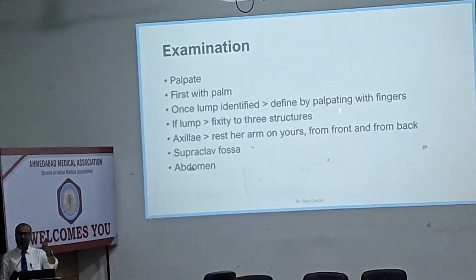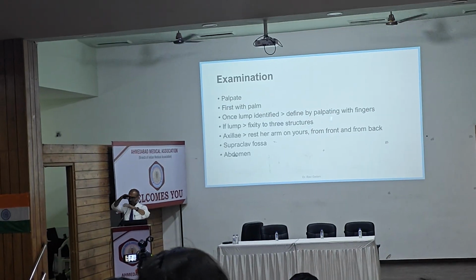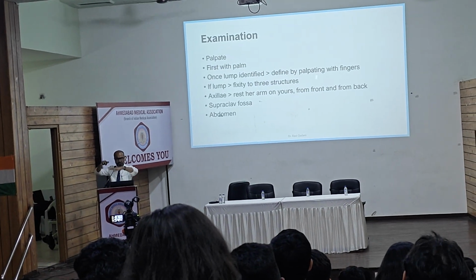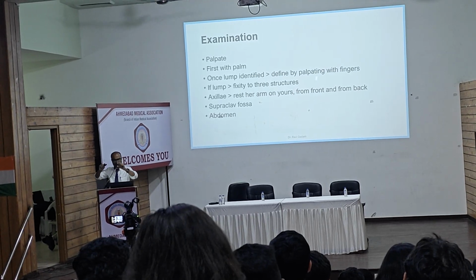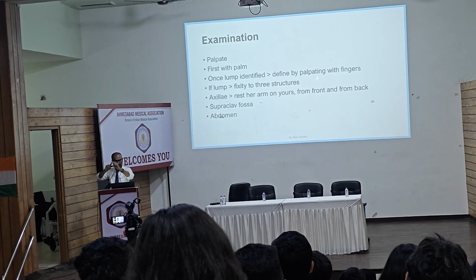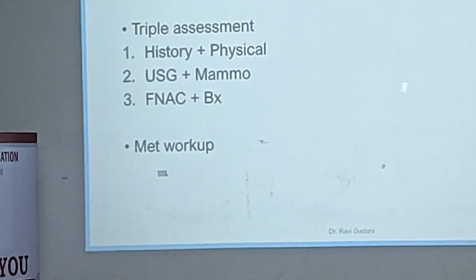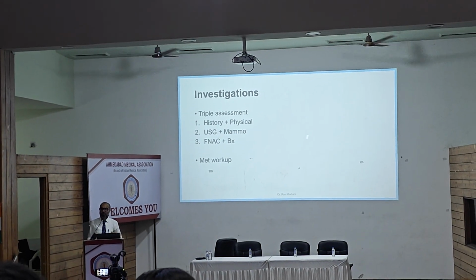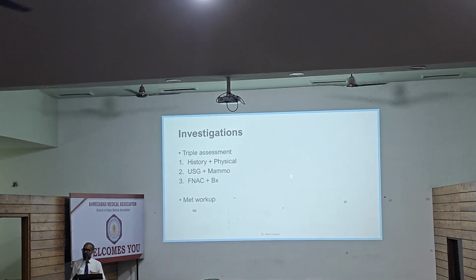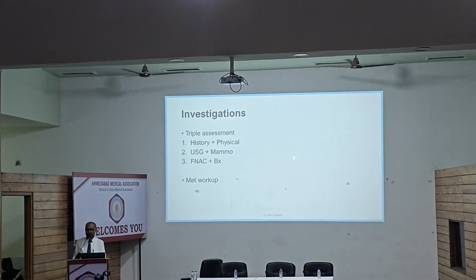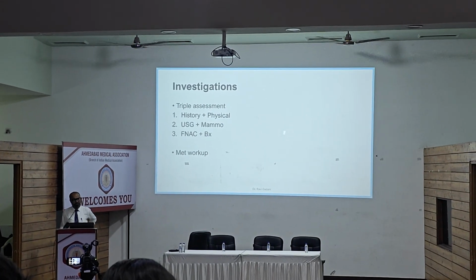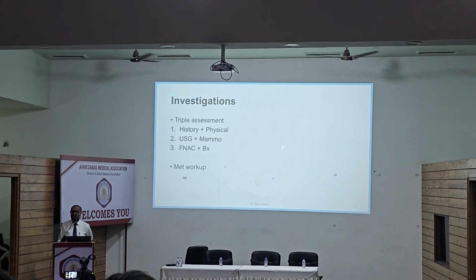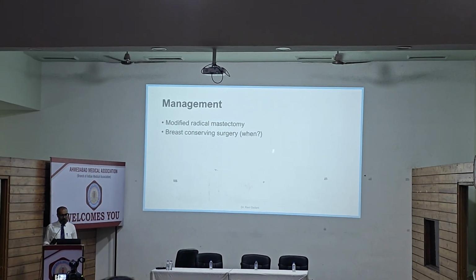So three structures fixating: consider skin, breast tissue, and pectoralis major. You have to talk about the lumps fixated to skin, right? And they can be done under ultrasound guidance. And for metastasis workup, what do you require? You require ultrasound of the abdomen, X-ray chest, and X-rays of the spine, right?